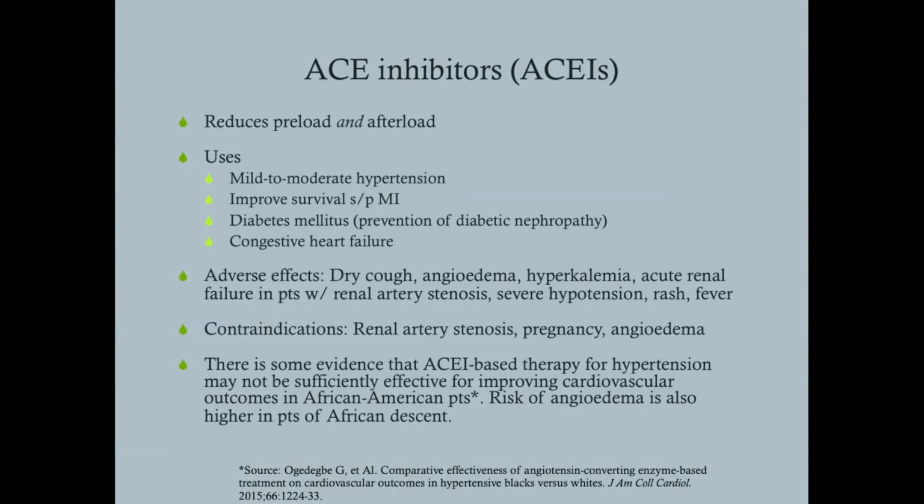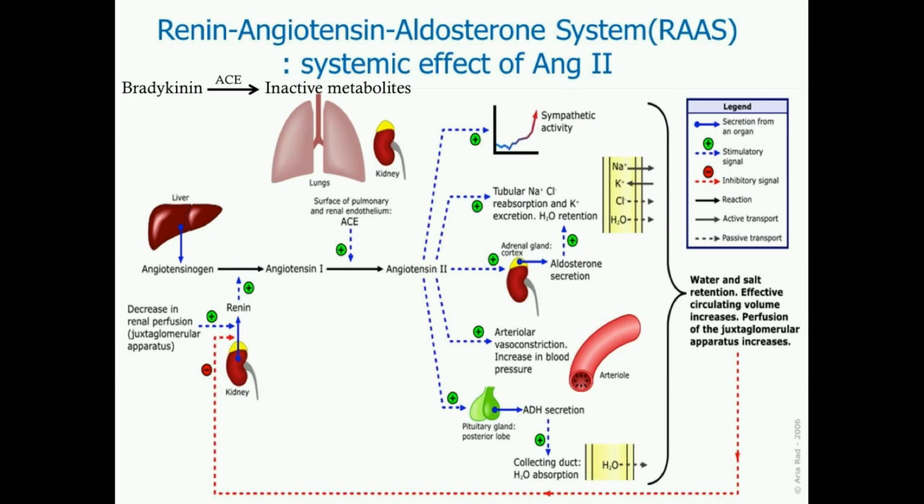So why does this happen? Well, it goes back to that kallikrein-kinin system. You have bradykinin. Bradykinin gets deactivated by ACE. If we inhibit ACE, then we're increasing the amount of bradykinin that's laying around, and that can cause an angioedema in some patients. But in most patients, it won't happen.